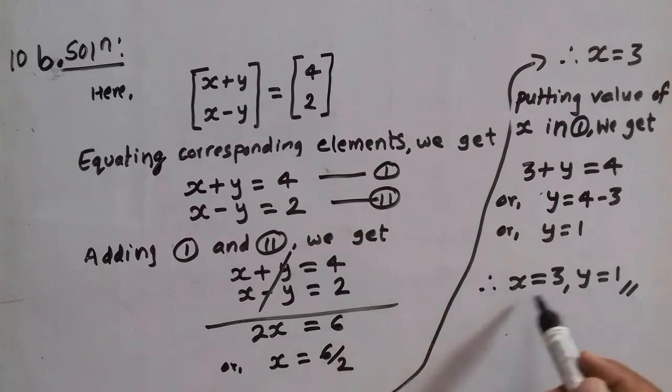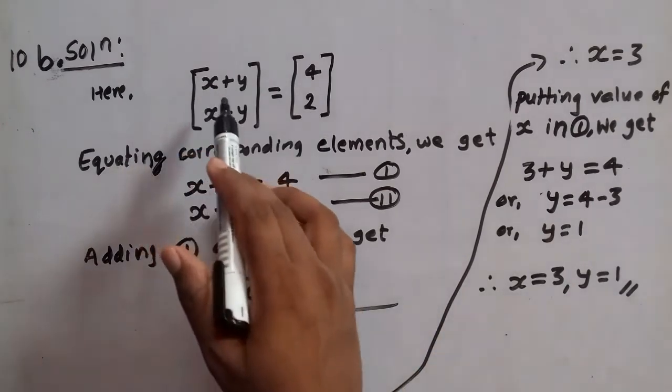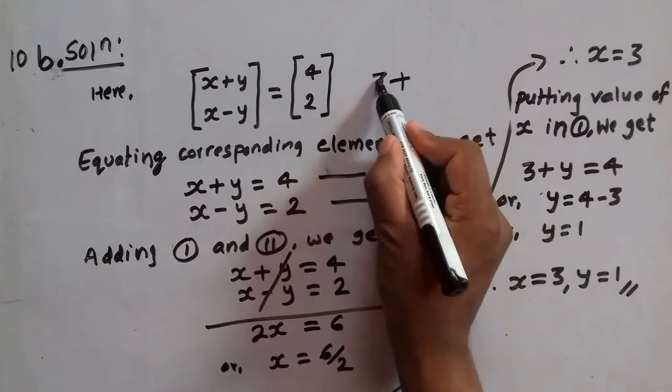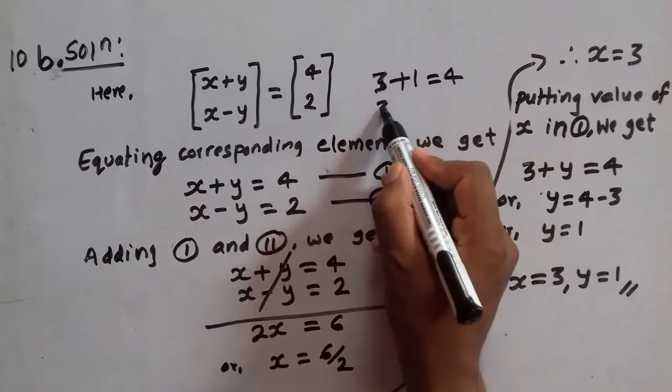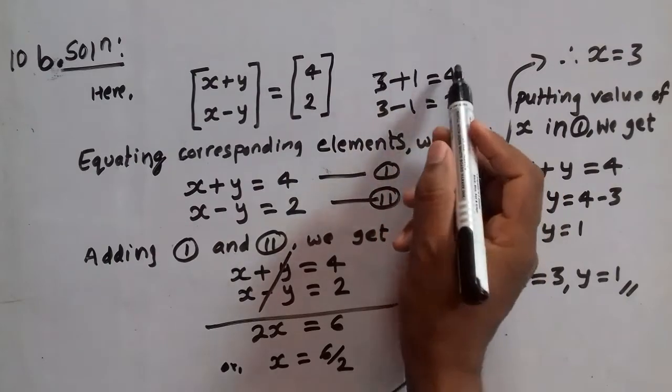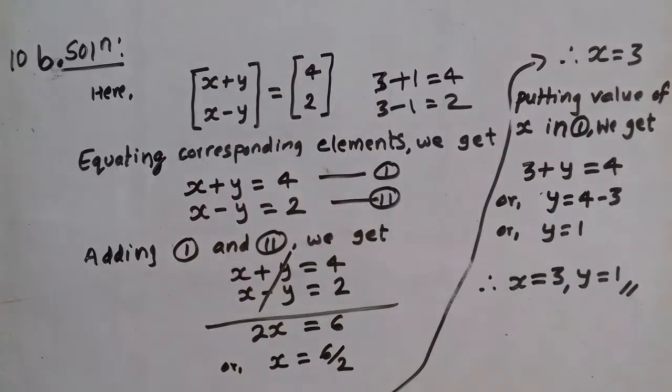We can check this answer also by putting here x is 3 and y is 1. 3 plus 1 is 4. Again 3 minus 1 is 2. Here is 4 and 2. So answer is right.